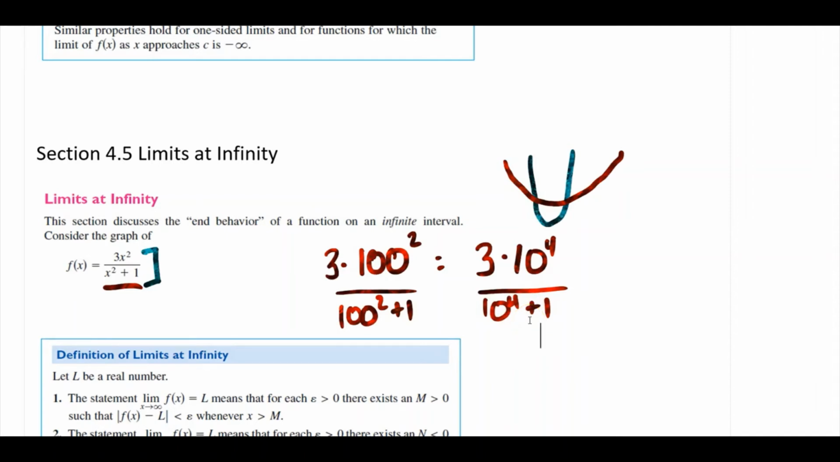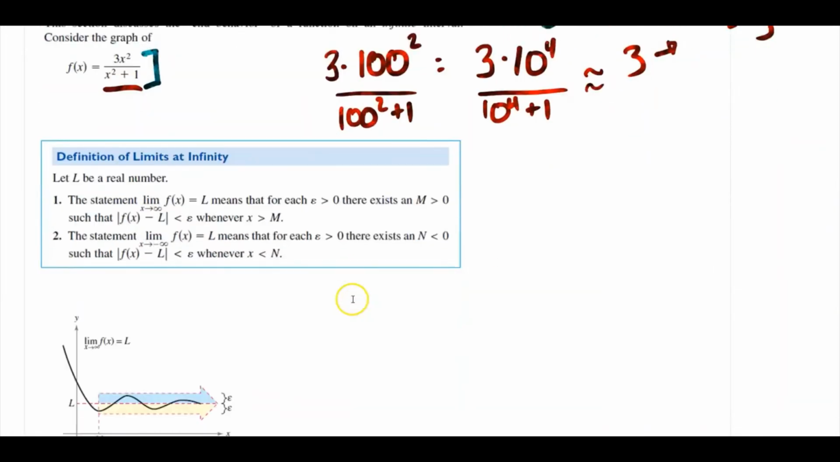100,000? Is that right? It might be 10,000. I could be wrong. But you have 3 times 10 to the 4th divided by 10 to the 4th plus 1. This is effectively going to get you out to 3, right? This is approximately equal to 3. And if you plug in an even bigger number, then the cause of this plus 1 is going to be even more negligible. So the end behavior that's happening here is that we're actually just going to get closer and closer to 3. The limit, as x approaches infinity, of f of x here is just going to be 3, which is pretty cool.